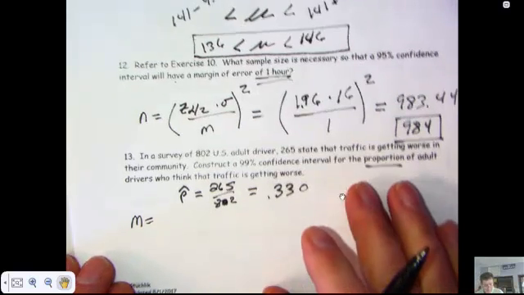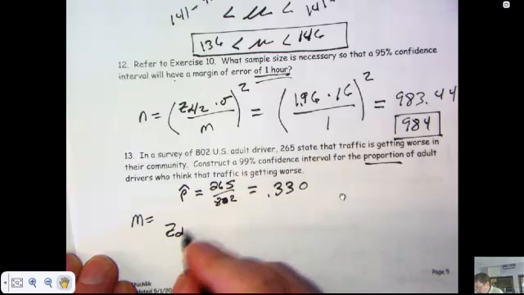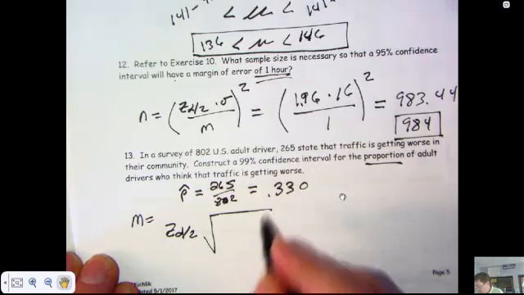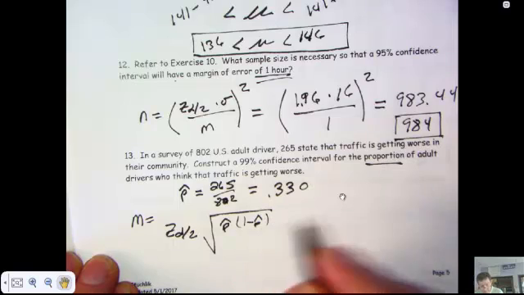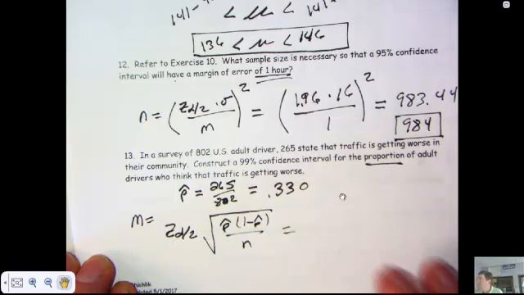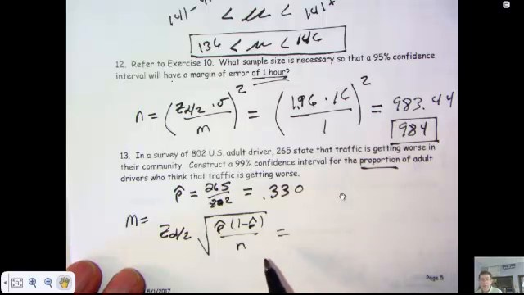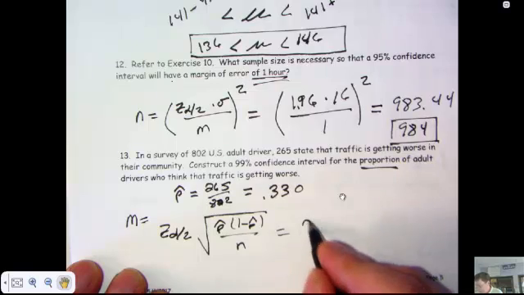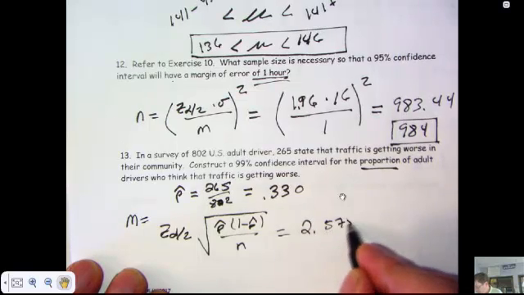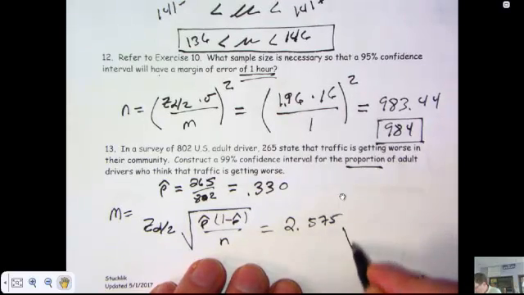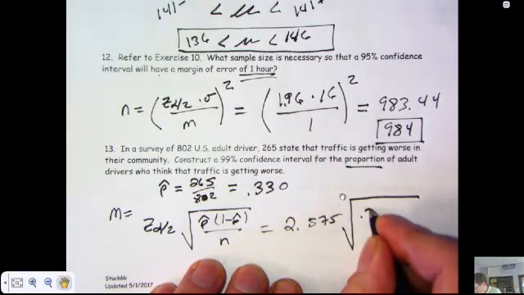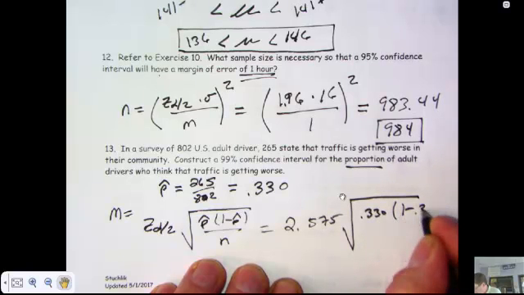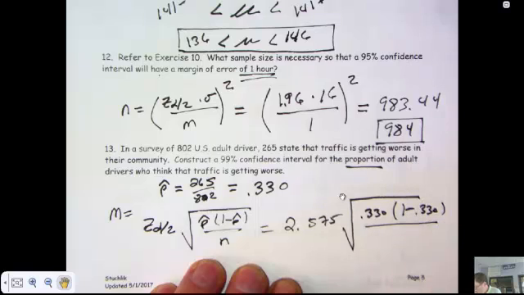Now, M equals Z of alpha over 2 times the square root of P hat times 1 minus P hat, divided by N. Z of alpha over 2 changed again, right? For 99% it's 2.575. Square root of 0.330 times 1 minus 0.330, over N, which was 802.